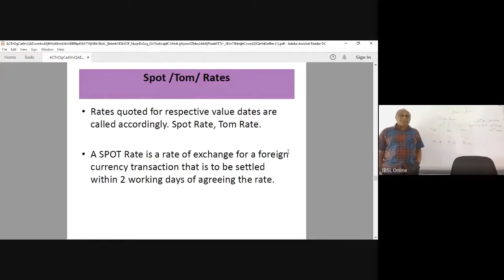Spot and term rates: rate codes for respective value dates are called accordingly spot rate or term rate. A spot rate is a rate of exchange for a foreign currency transaction that is to be settled within 2 working days of agreeing the rate.